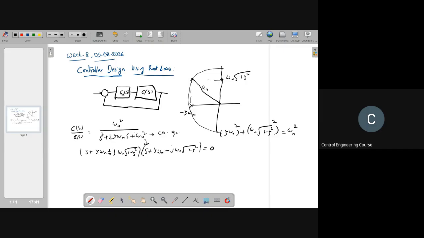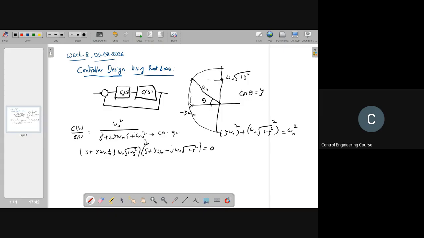Now we will recollect other things. One more thing I forgot is this angle theta. Cos theta is equal to zeta. That means theta equals cos inverse zeta.